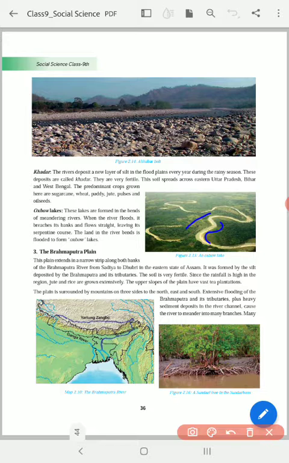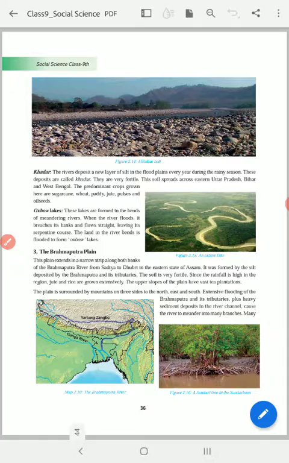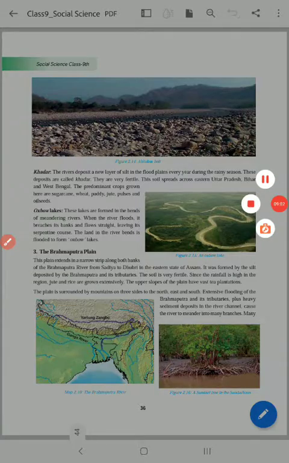As the river floods, it breaks its banks and goes in a straight course, leaving its serpentine course. Serpentine means snake-like, and then it goes into a straight line. This land in the river bend is flooded to form Oxbow Lakes. That we call an Oxbow Lake. With that we come to the end of the second important plain, the Gangetic Plain. From here we move on to the third important plain, the Brahmaputra Plain.